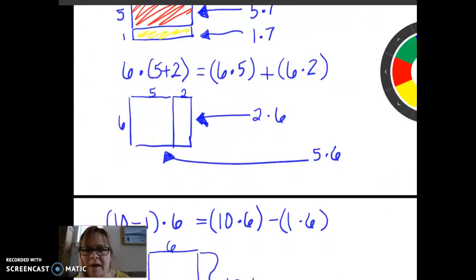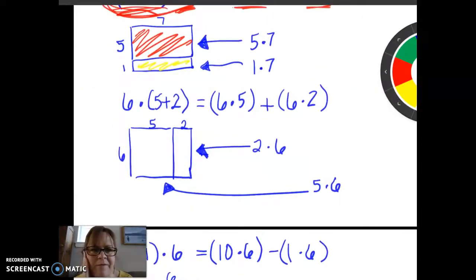All right, in this one, we have 6 groups of the quantity 5 plus 2. And yes, I'm going to read it that way, 6 groups of 5 plus 2. And so when we draw an array, we can see that that's the same as 6 groups of 5 plus 6 groups of 2.